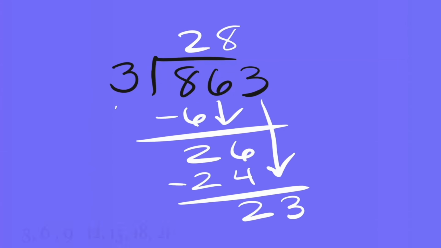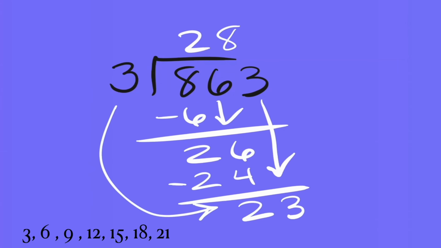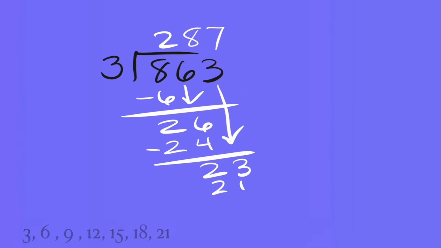3 hops into 23 without going over 7 times. 7 times 3 is 21. Subtract and you get 2. Now at this point, when you have the 2 remainder, some people like to write R2, I don't love that.